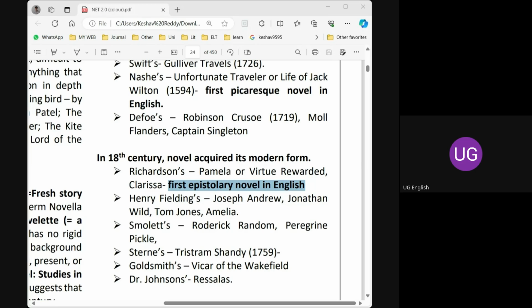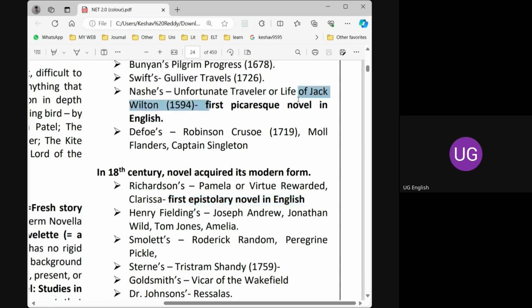So just now we have gone through one more term, that is picaresque. Don't get confused between picaresque and epistolary. Picaro means a rogue. Rogue means one who has no work to do, who does some mischievous things. But epistolary is nothing but written in the form of letters.